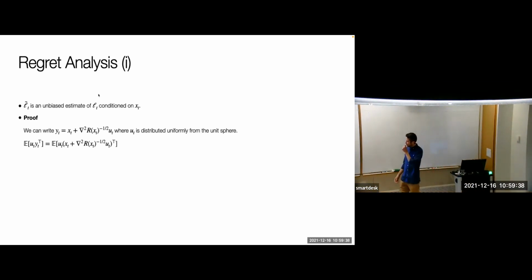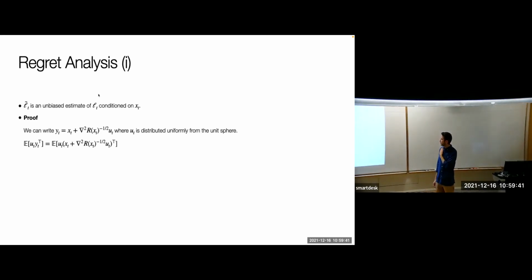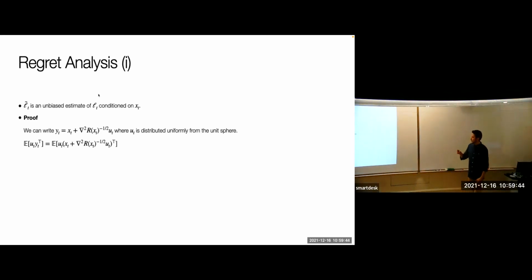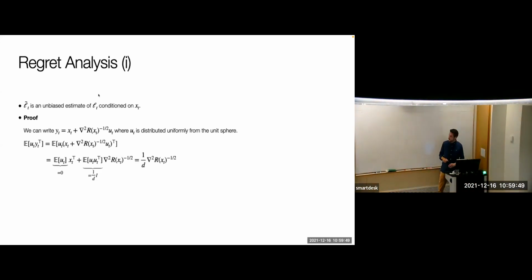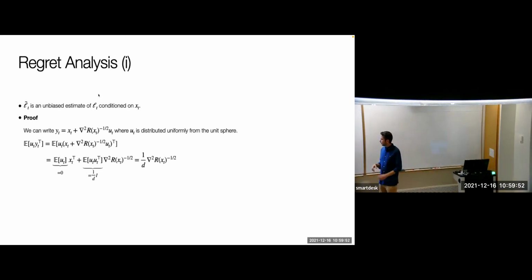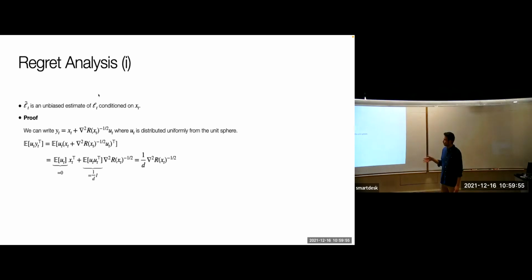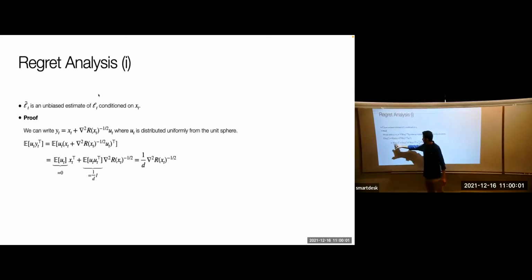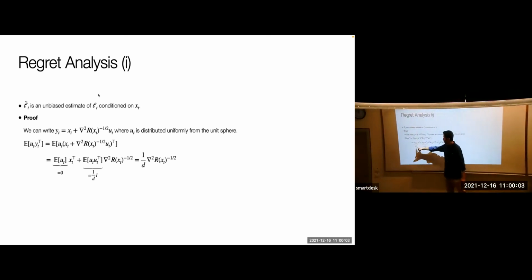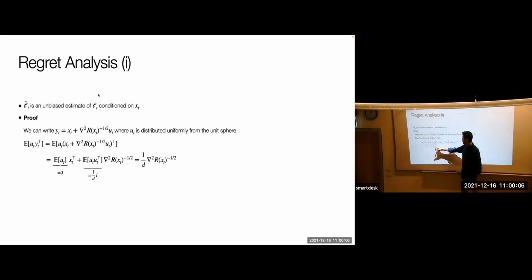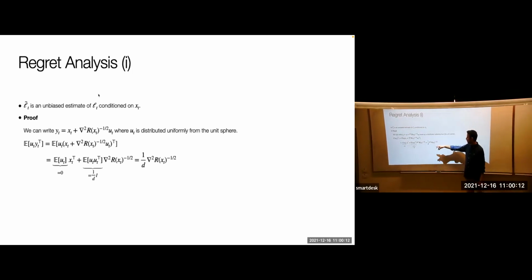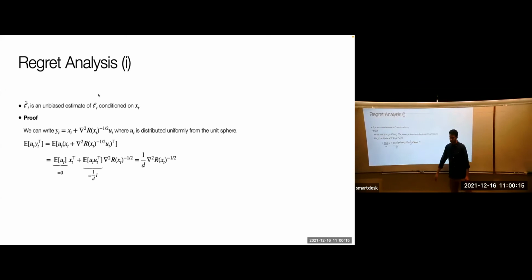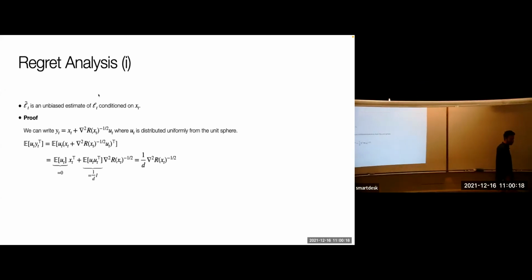And then I can look at the quantity u y_t transpose, where I can replace y_t with what I wrote in the previous line. If you open this quantity, anything that's not random conditioned on the history can be taken out, and then I get this term. And u_t is distributed on the unit sphere, so the expectation of u_t is just zero, and the expectation of u_t u_t transpose is one over d times the identity. So if I write this down, I get one over d times the Hessian of R to the minus half.